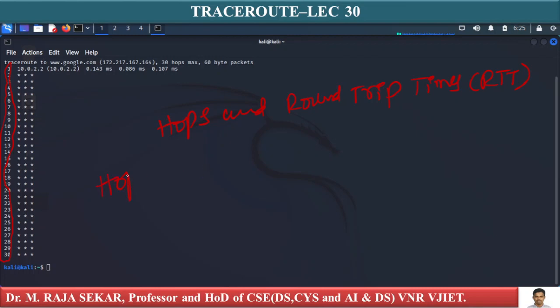What is the meaning of hop? Hop means, I can say, the journey. The journey from one computer to another is known as a hop. The amount of time it takes to make a hop is measured in milliseconds.